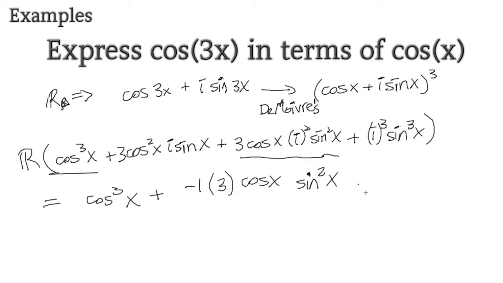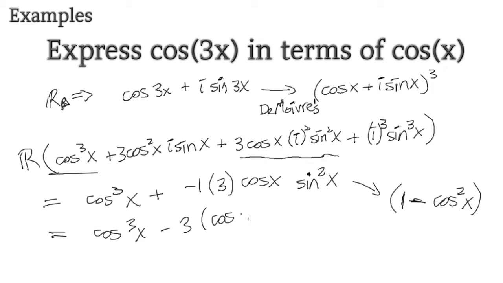One of the things that you know is that sine squared x is 1 take cos squared x, for any x, because of just a trig identity. So we can sub this in and we shall get cos cubed x take 3 lots of cosine x take cosine cubed x.